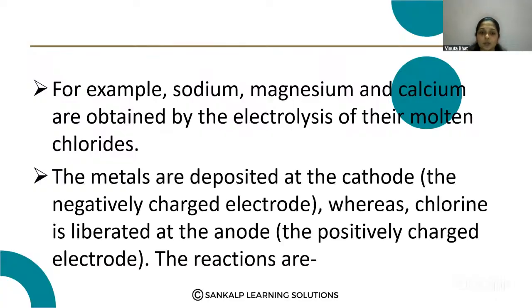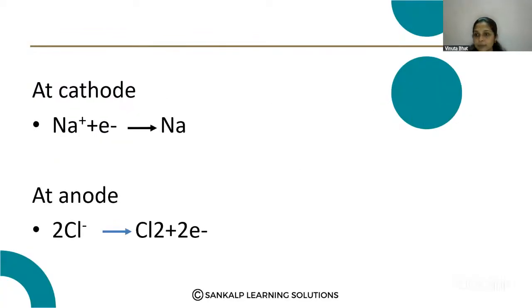Okay, so this is the example of what happens at the cathode and anode. Chlorine is deposited at the anode, and at the cathode sodium is deposited. So like this the reaction takes place.